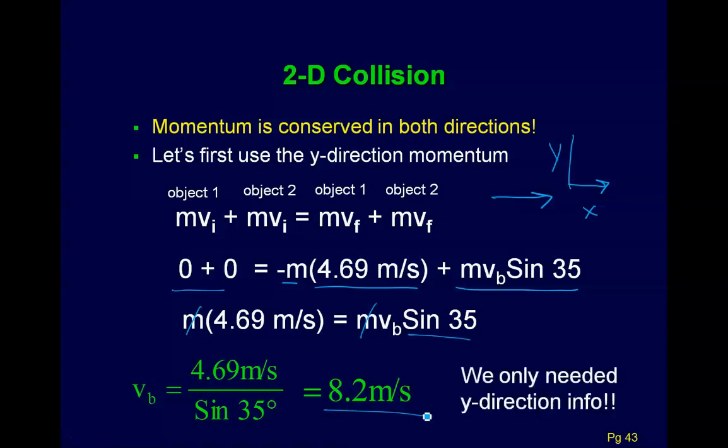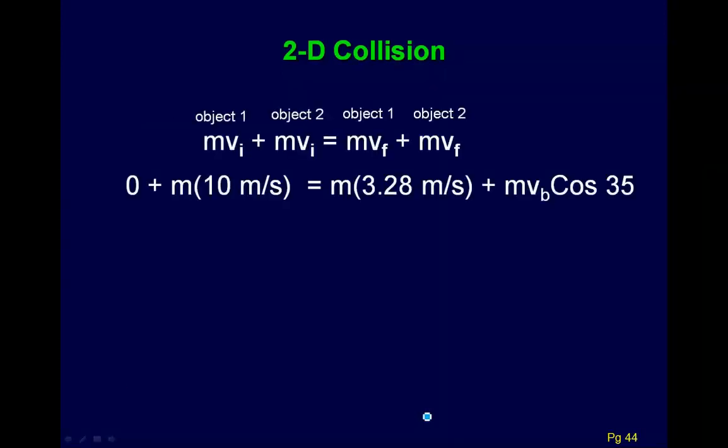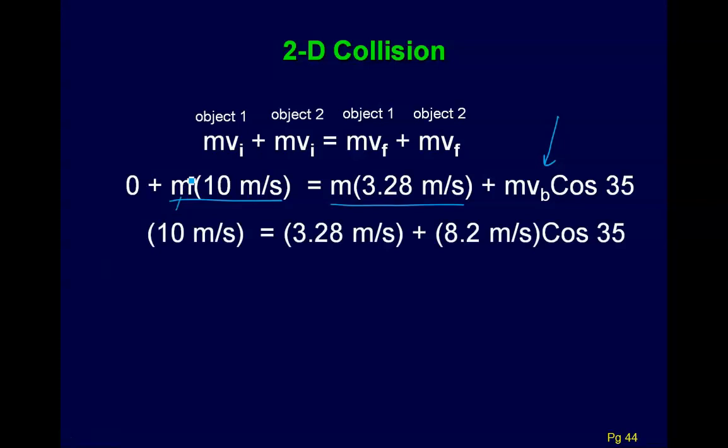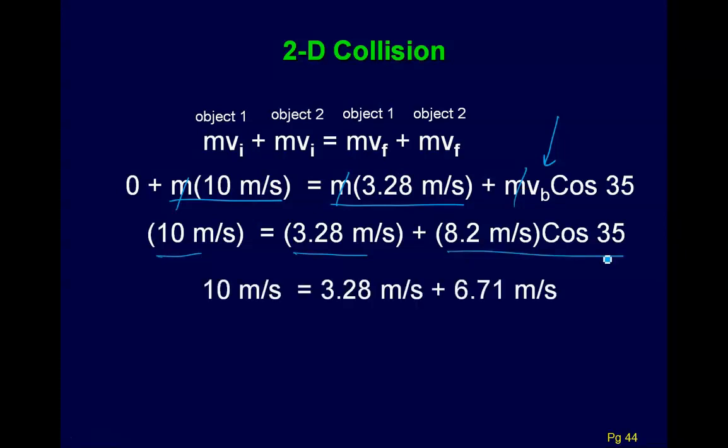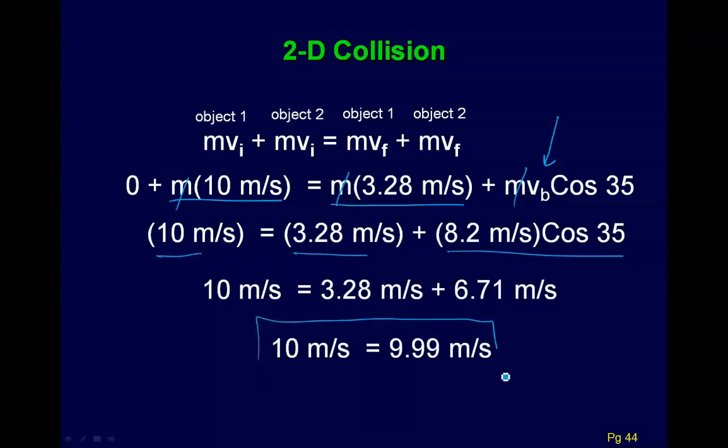Now this one wasn't too bad. We only needed the Y direction info. But what's nice is with these kinds of problems, you can always have another equation, so let's make sure that the X direction works. In the X direction, initially that gray puck was going with a velocity of 10 meters per second. Afterwards, the gray one's going off at 3.28, and we just solved for the answer for the green one. First I'll cancel out my masses. Again, that feels really good. Then I've got 10 equals 3.28, plus 8.2 times cosine 45, and you'll see that when you add this up, it pretty much, within my calculational error, is correct.